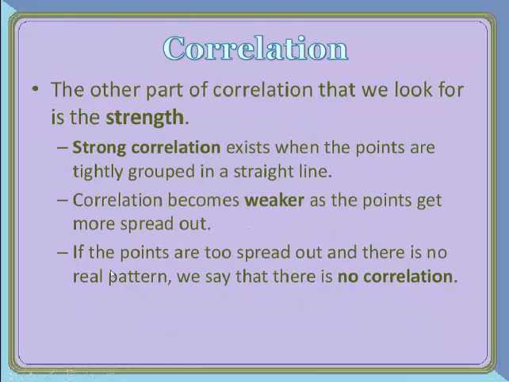Now we also have something called the strength of a correlation. A correlation that has points grouped tightly together is called a strong correlation. And when you have the points more spread out, we have a weaker correlation. And then our last correlation is if the points are all spread out, we have what is called no correlation. Go ahead and hit pause and copy those down.